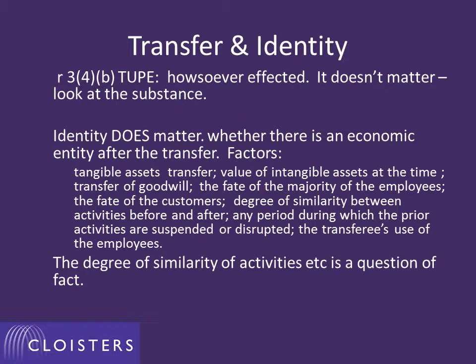Regulation 3.4b of TUPE makes it clear that it applies to a transfer, however that is affected. So it could be a series of transfers. It could be a disposal other than by way of commercial sale. That doesn't matter. What you have to look at is the substance. Well, what does matter is the identity and whether you can identify the economic entity after the transfer.